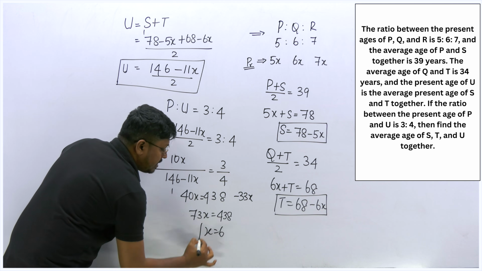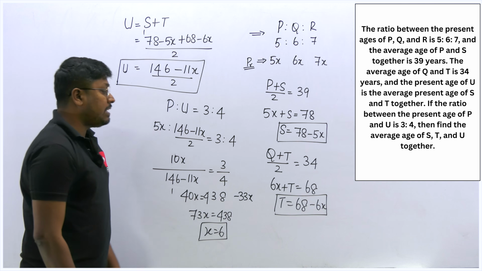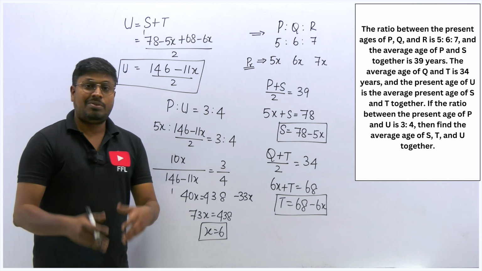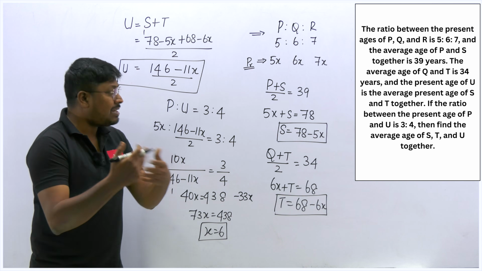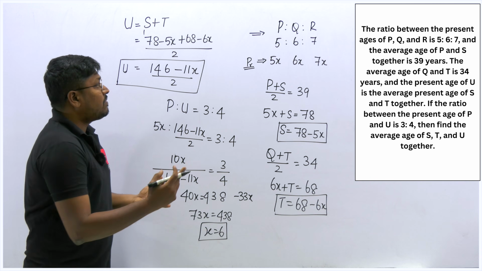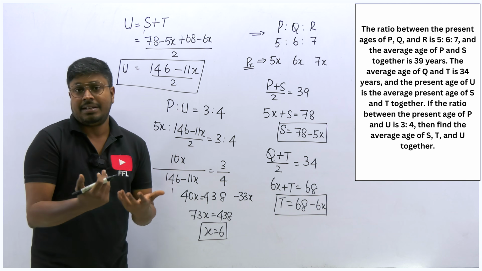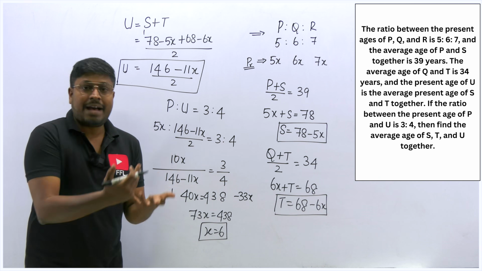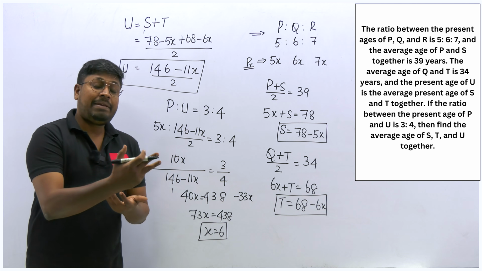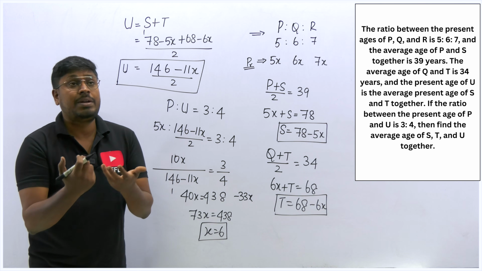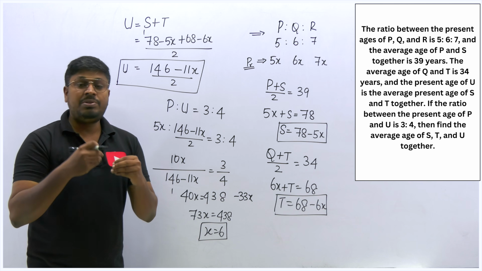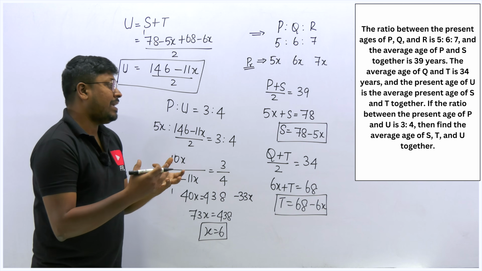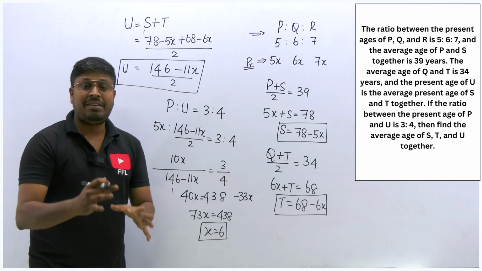So x is equal to 6. Finally we got the value x equals 6. Once you find one value, finding all the remaining values will be easy. Just now I told you, and most of the questions we have done this way. First we found the average, we found one value, and in the previous question we equated and found the values of x and y. So once you find any one value, finding the remaining values will be very, very easy.